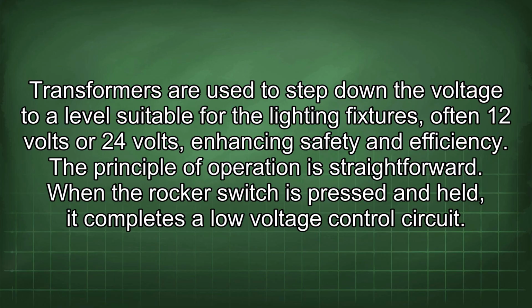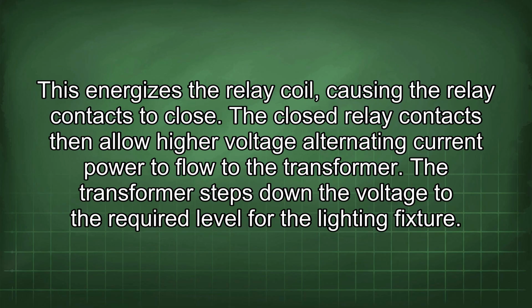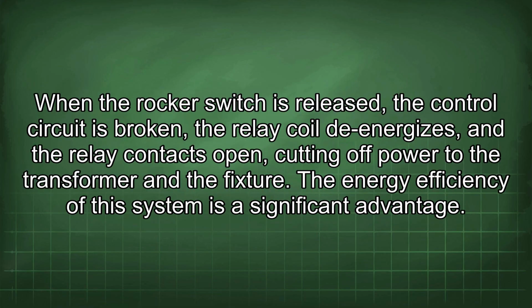The principle of operation is straightforward. When the rocker switch is pressed and held, it completes a low voltage control circuit. This energizes the relay coil, causing the relay contacts to close. The closed relay contacts then allow higher voltage alternating current power to flow to the transformer. The transformer steps down the voltage to the required level for the lighting fixture. When the rocker switch is released, the control circuit is broken, the relay coil de-energizes, and the relay contacts open, cutting off power to the transformer and the fixture.